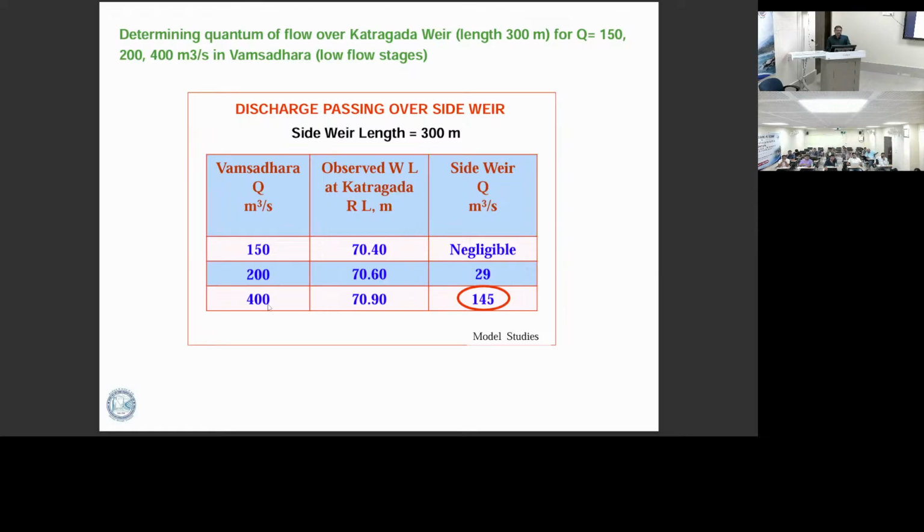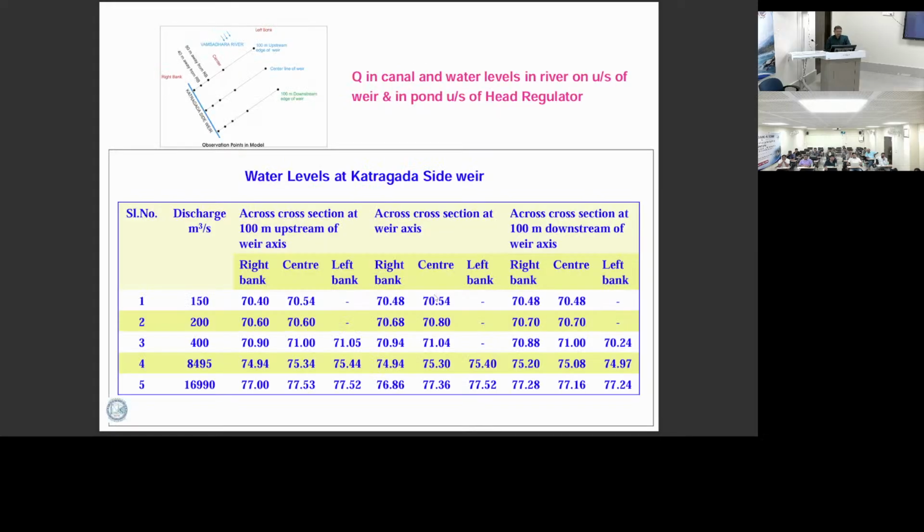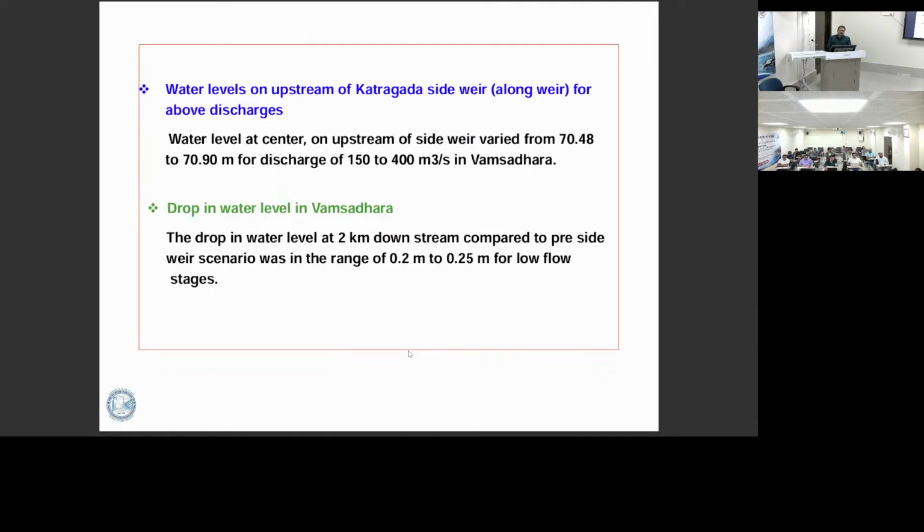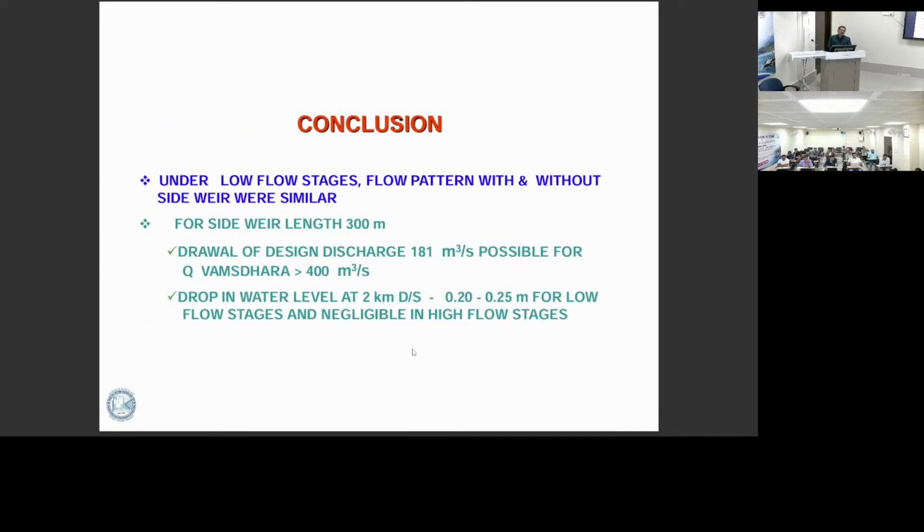For 400 discharge in the prototype, you can pass 145 discharge in the side weir. This is how we can arrive at it. The other things are also there, like hydraulic parameters such as velocity and water levels at different points. This is the advantage of a physical model. You can have an observation at a point, velocity, wherever you require. Under the low flow stages, the flow pattern with and without side weir was similar for a length of 300 meters. These are the conclusions. Of course, I won't go much into this.